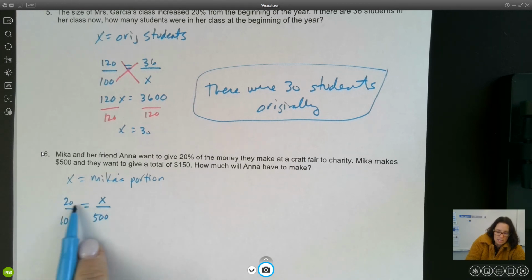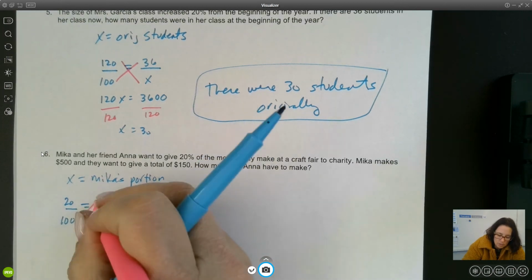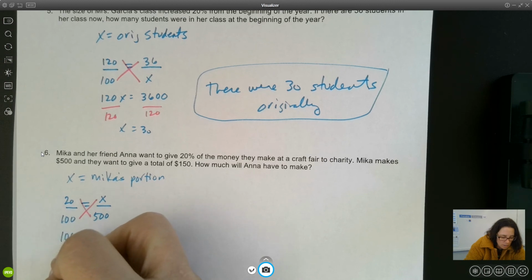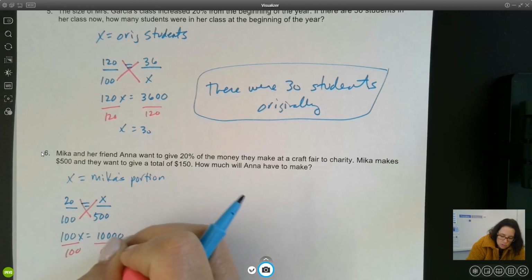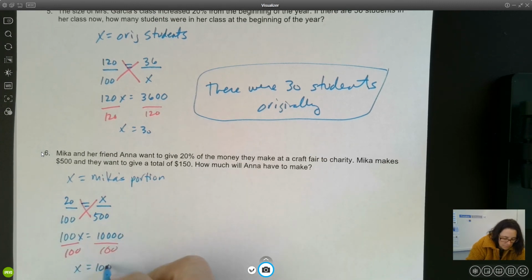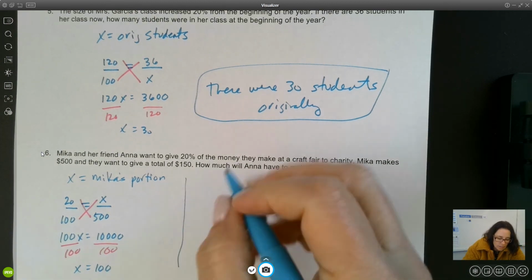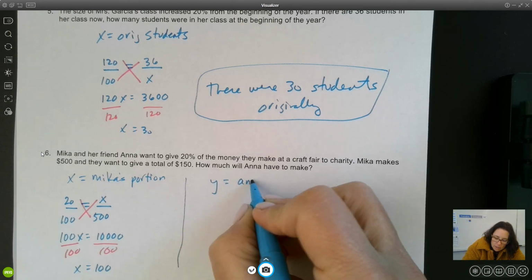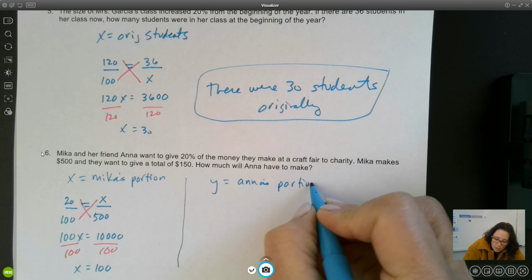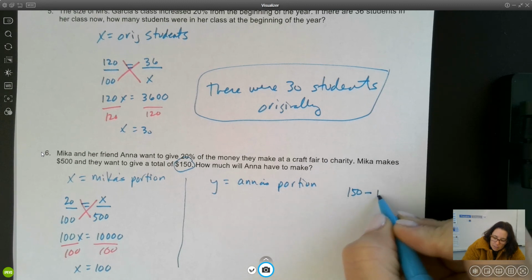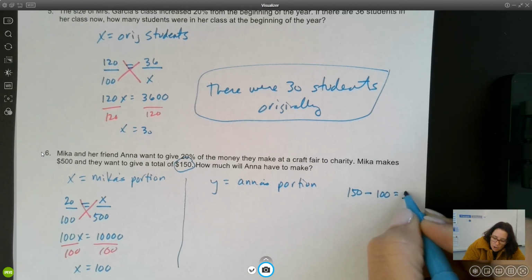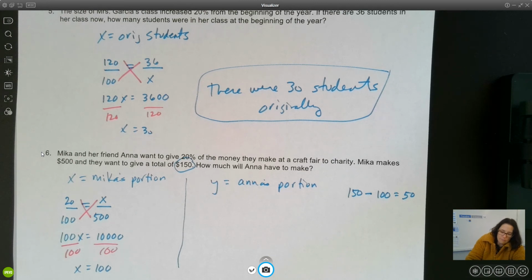Okay, so this says we're trying to find out what 20% is of the original $500. That's what that says. So this would be 100X equals 10,000. Divide by 100 and you get 100. Okay, now let's look at Anna. Let's let her be Y. Anna's portion. Okay, now 150 total, and Mika gives 100. So Anna's portion is $50.